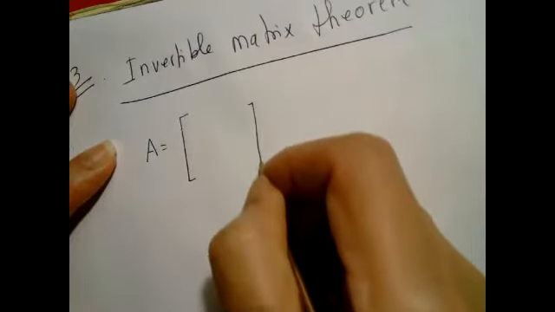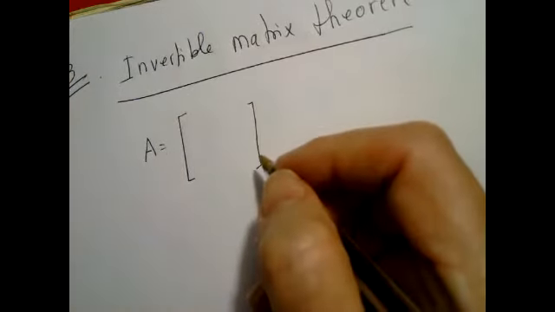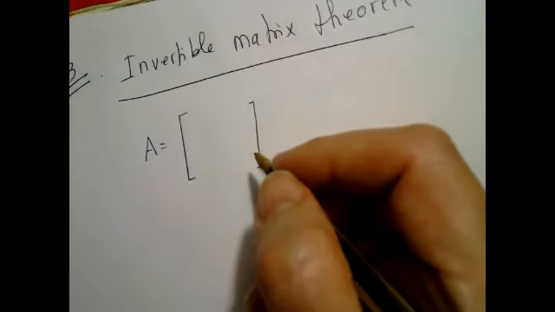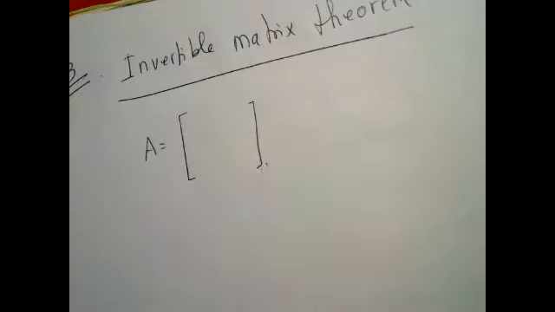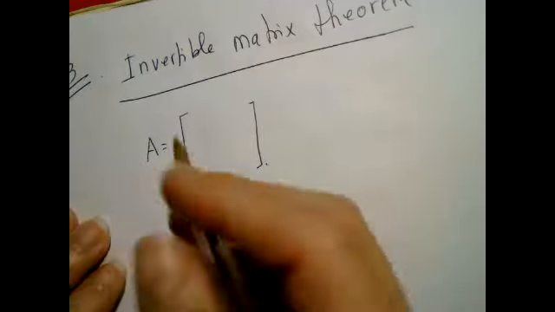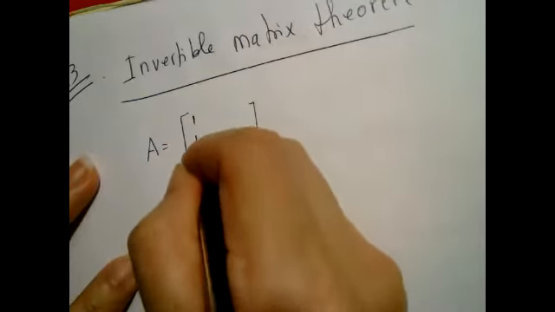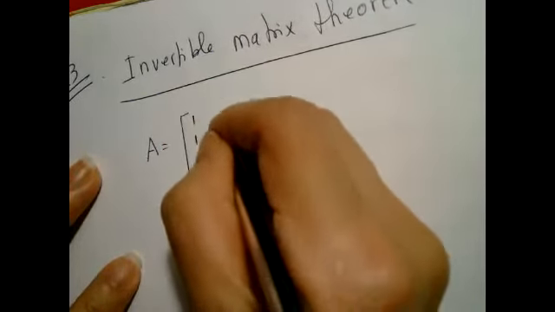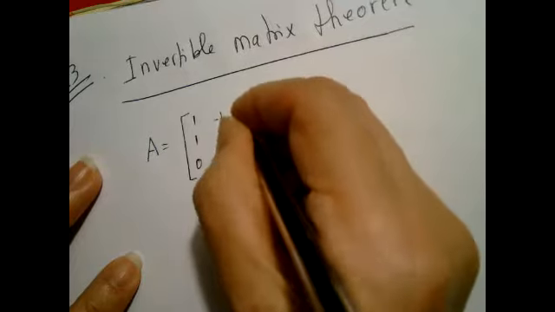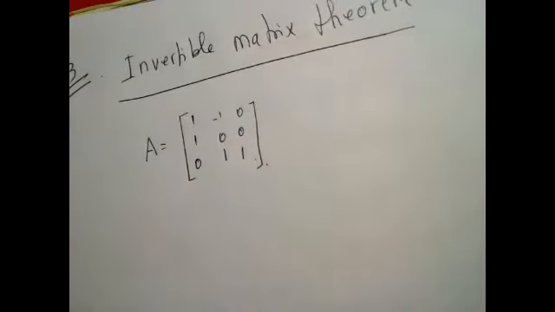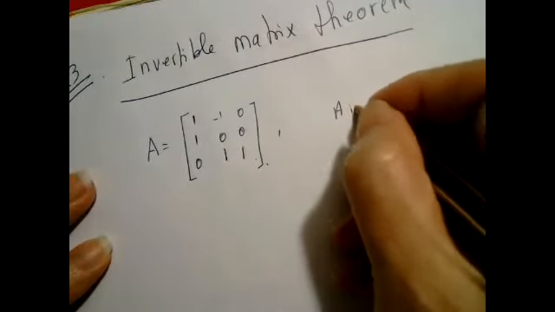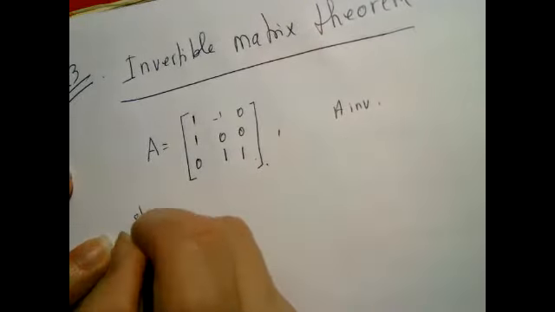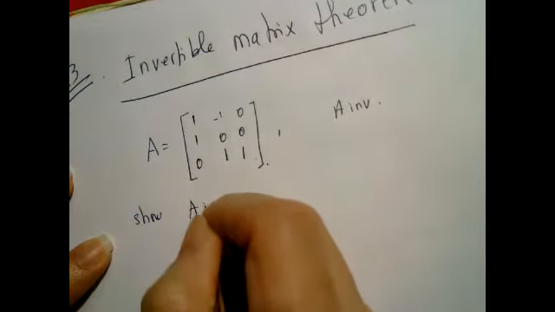So we had the matrix A, and I kept it in front of me so I don't lose track of it. Sorry, give me a second. Okay, here it is. So we had the matrix A: 1, 1, 0, minus 1, 0, 1, 0, 0, 1. That was my matrix. And my first question is: show that A is invertible, and find A inverse.